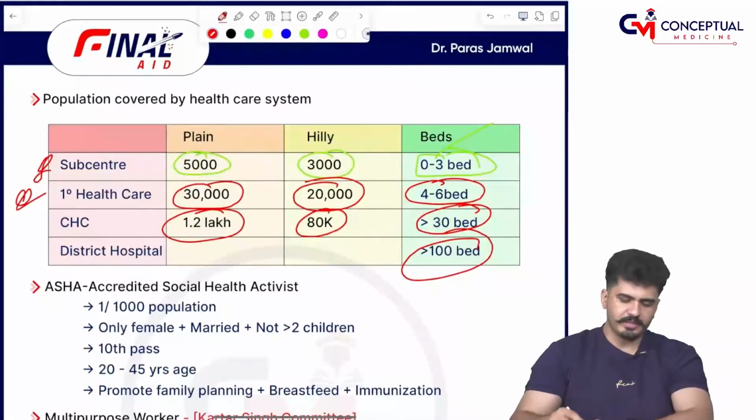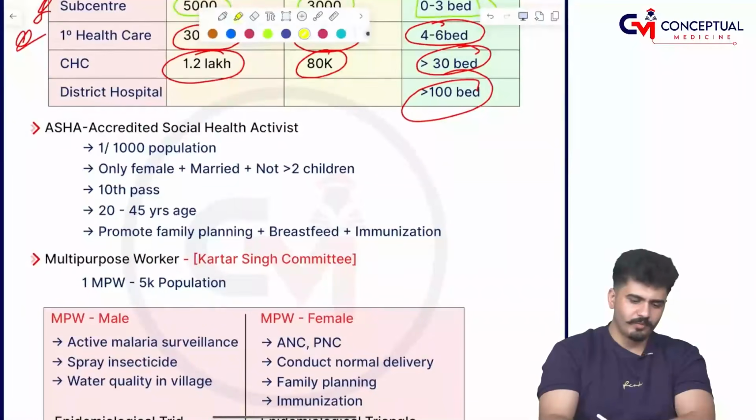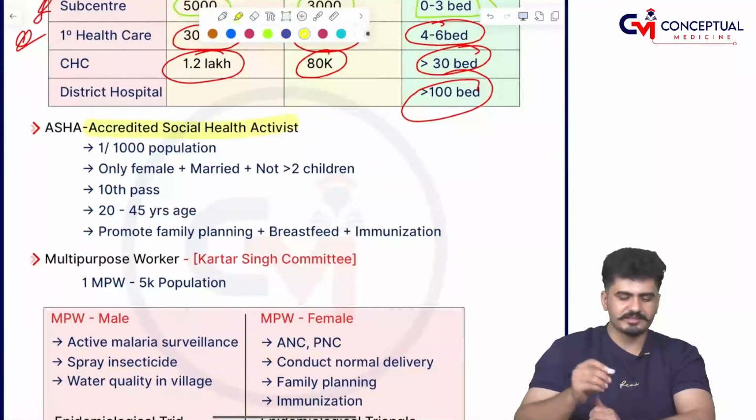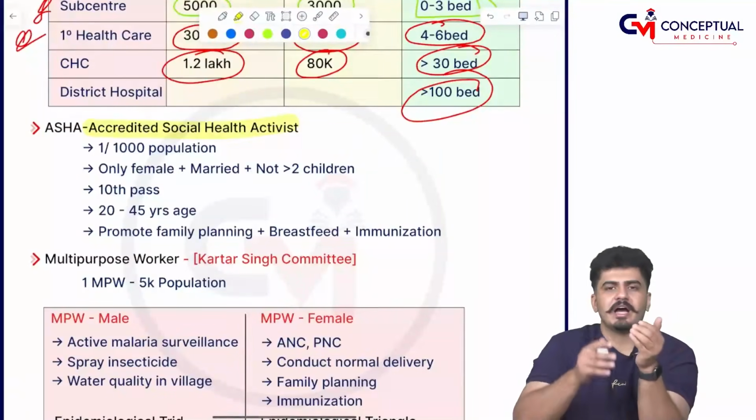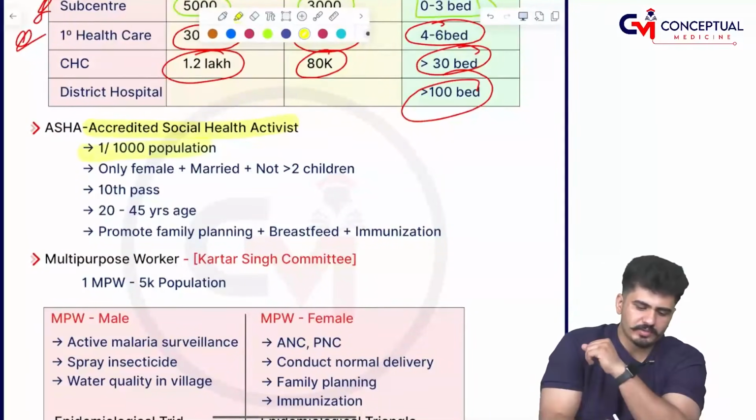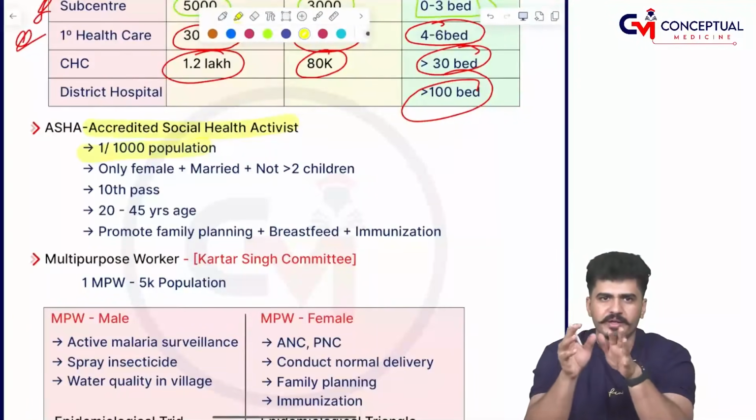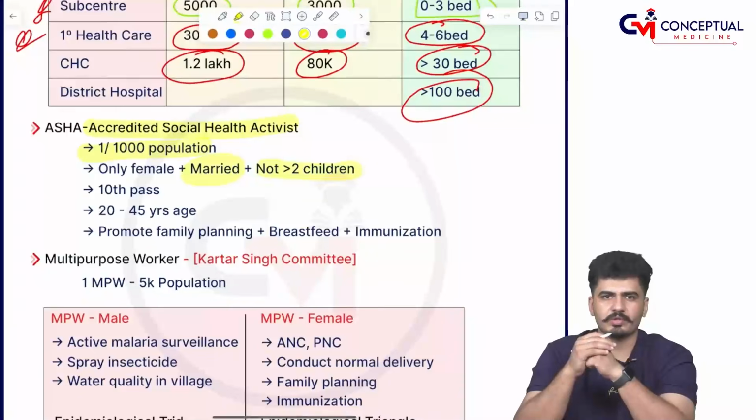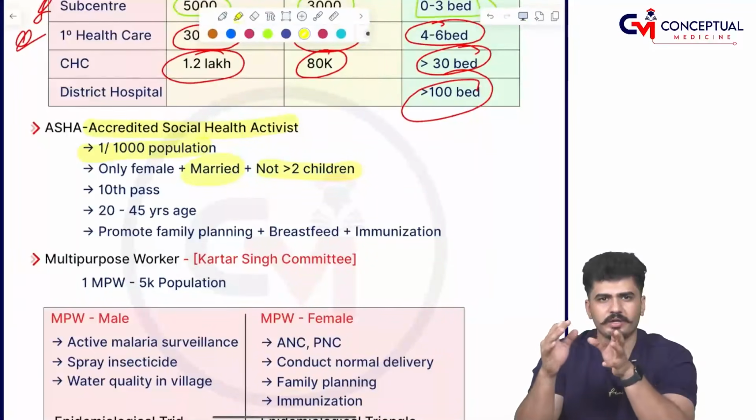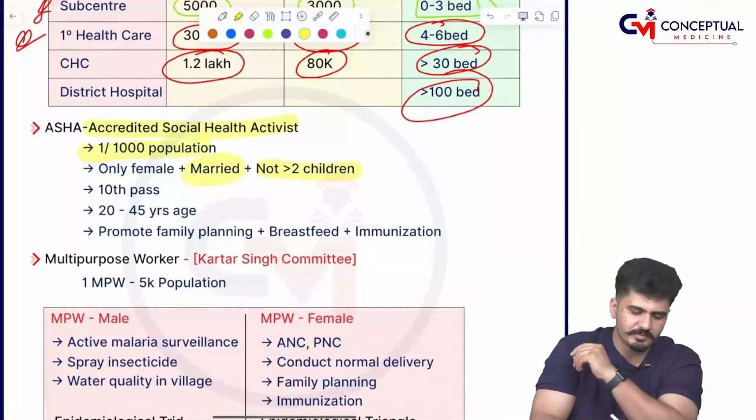Now coming on to the next one, ASHA. Once the examiner asks about the full form of ASHA: accredited social health activist. How much is it currently? 1:1,000 population. Only a female can become an ASHA, a married female with no more than 2 children. Age is between 20 to 45, and she should be at least 10th pass.